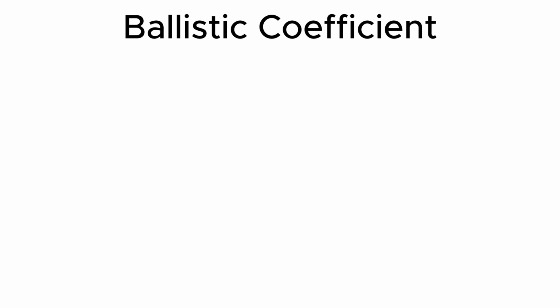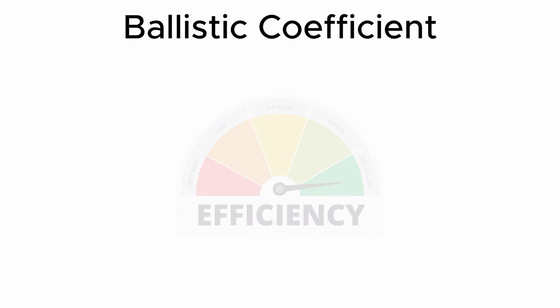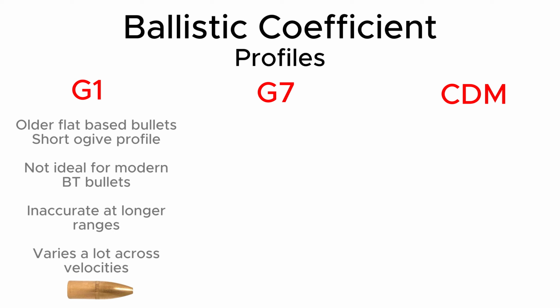You've heard me talk about ballistic coefficient and how it's pretty much just how efficient the bullet is. BC can vary depending on the velocity of the projectile, and like ogive profiles, there are also different BC profiles. There are three main profiles that people use in target shooting: G1, G7, and CDM. A G1 profile is based on old flat-based higher drag bullets. This is an old outdated BC profile and isn't ideal for calculating ballistics in modern bullets.